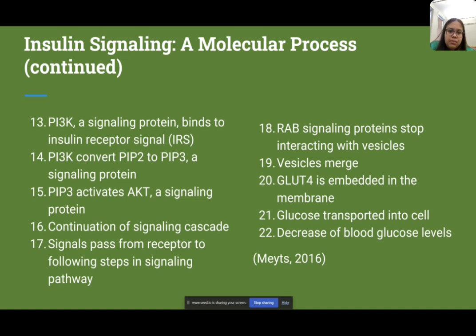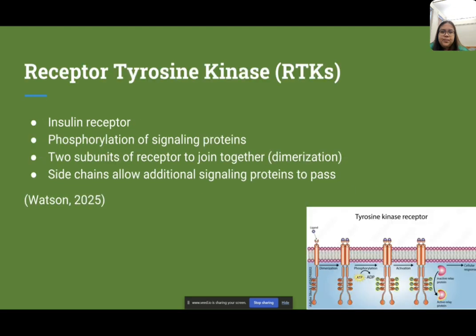The vesicles would merge, and GLUT4 is a glucose transporter, an effector, because it transports glucose into the cell compared to outside the cell. It's like the bouncer of a club. It would bring people in, but it would be specific according to the process that is ongoing. And then blood glucose levels would decrease.